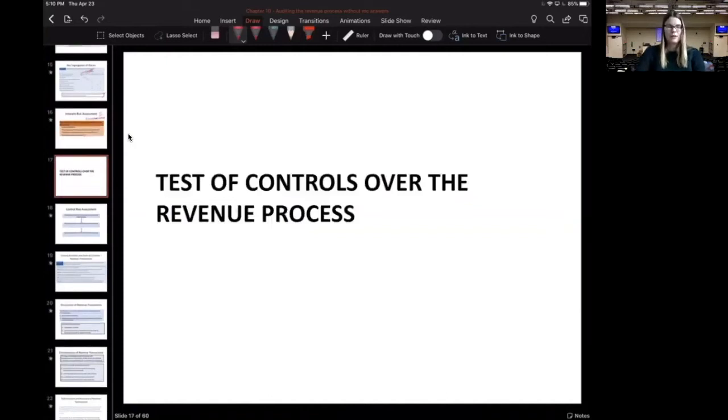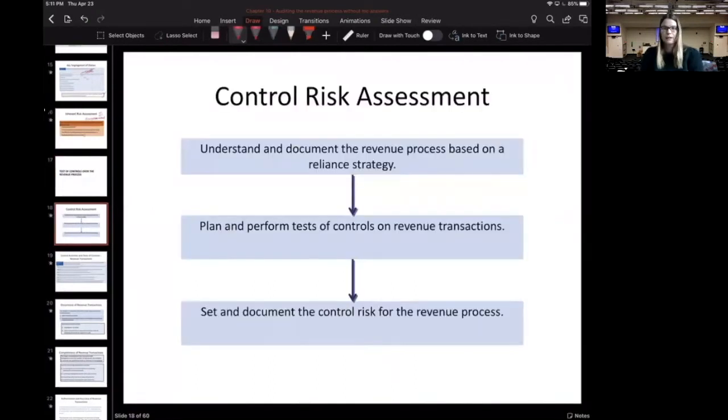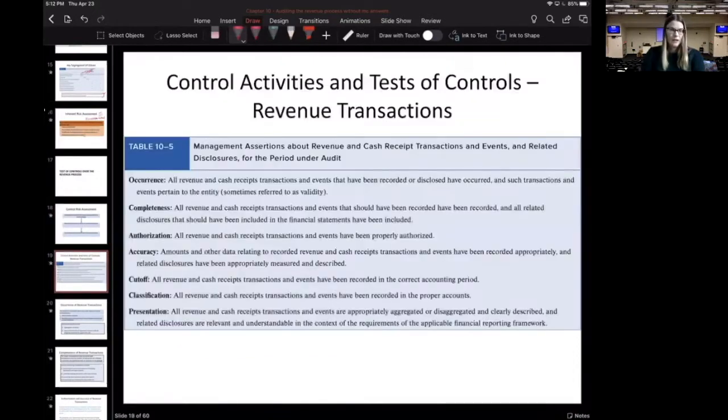So now we're going to talk about some test of controls in the revenue process. So this first slide is just a review that starting off, you want to make sure you have a good understanding of the control environment so that you can adequately plan and perform your test of controls. And this first slide is just summarizing the different assertions that you're going to have related to revenue.